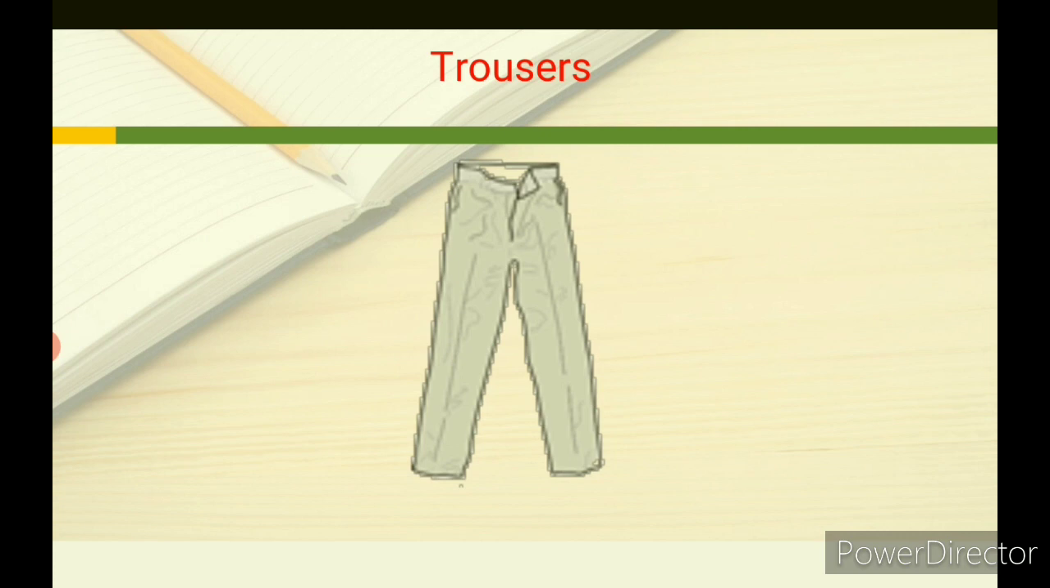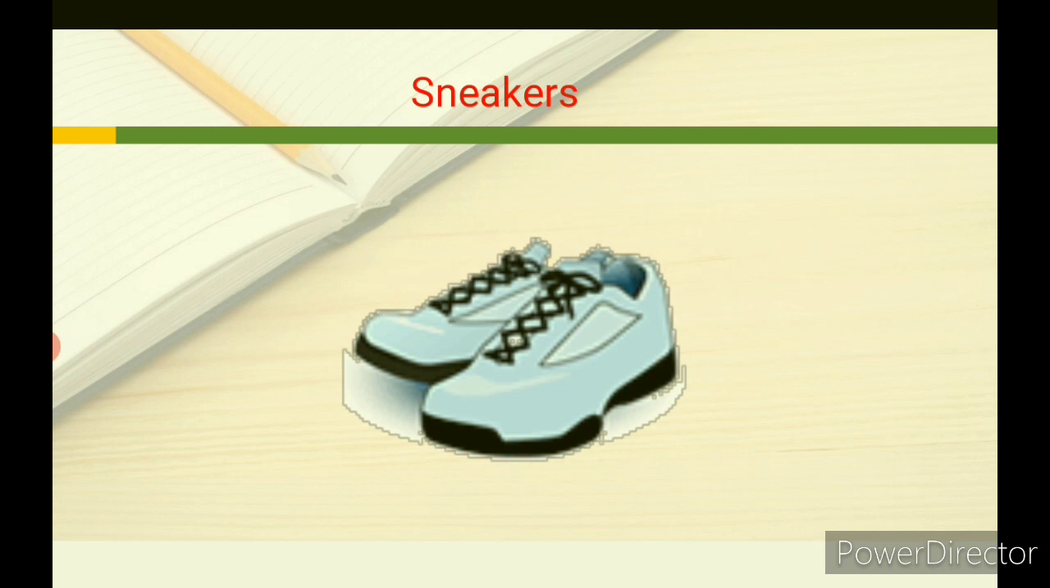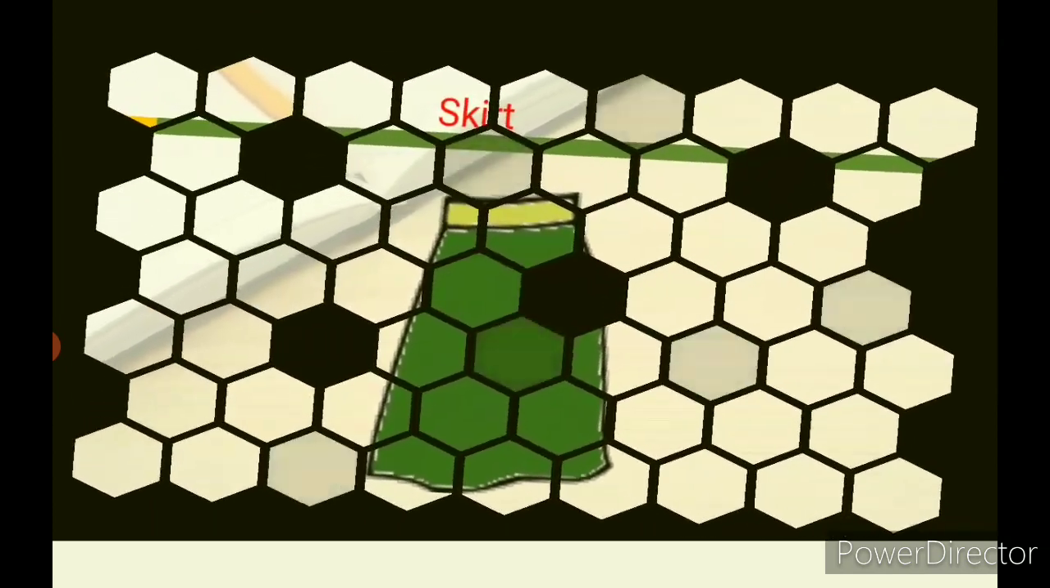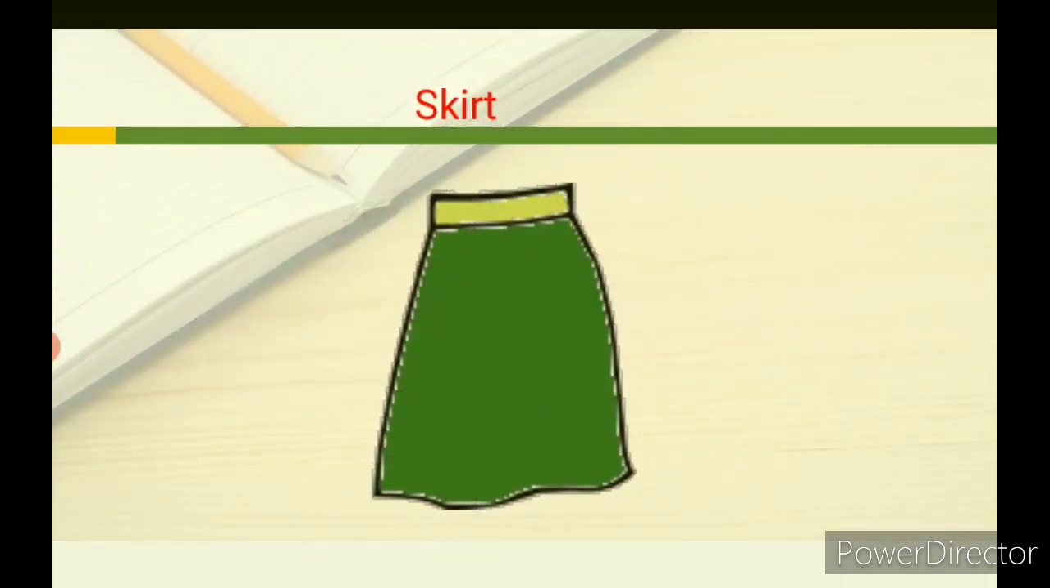Trousers. Repeat after me. Trousers. Very good. In the United States they are called pants, but we're going to practice with trousers. Sneakers. Repeat after me. Sneakers. Skirt. Skirt. Final T. Skirt.